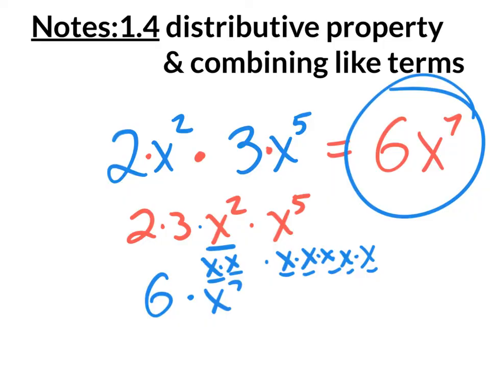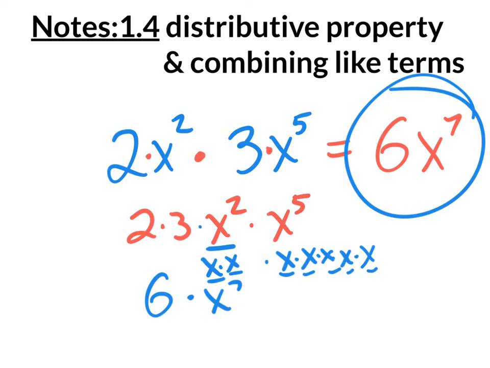So mathematicians, they always look at what's going on in math and they create shortcuts. So what's the point of rewriting this x squared as x times x and x to the 5th as x times x times x times x times x, when you could just say when you're multiplying two terms with the same base, all you got to do is add those exponents. Do we understand that? I hope so.